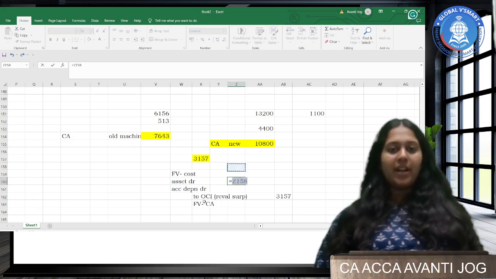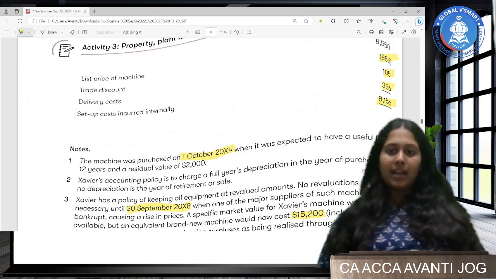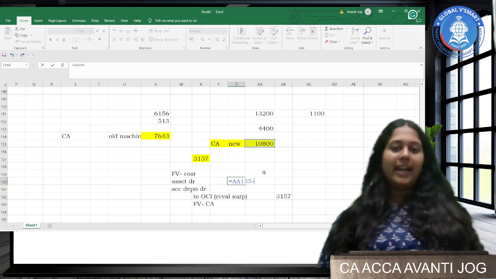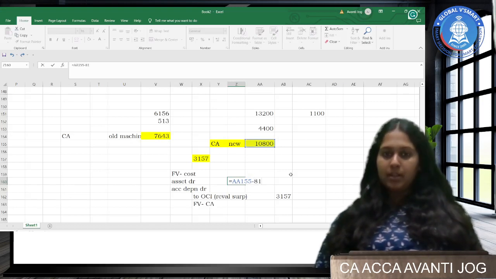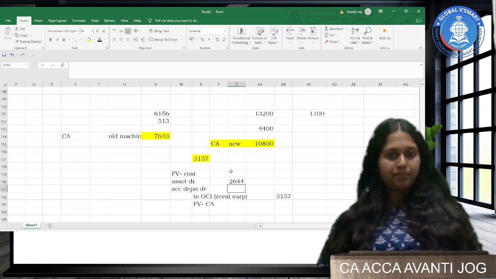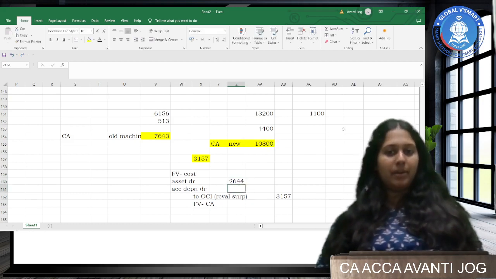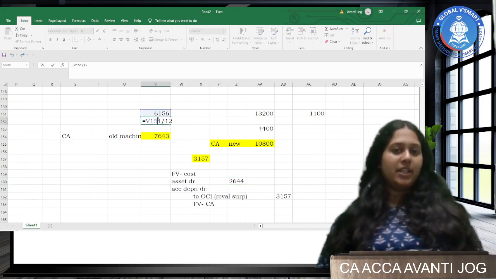What is the cost of the asset? The asset's cost, the fair value, is 10,800. Minus, at what value was the asset taken? It was taken at 8,156. Correct? So 8,156. The difference between these two, whatever it is, is your asset account debit. Or accumulated depreciation.